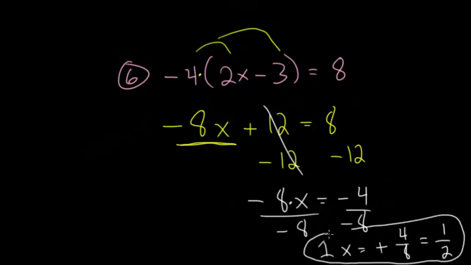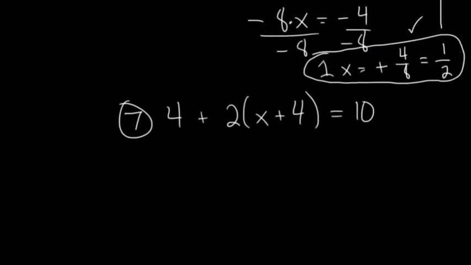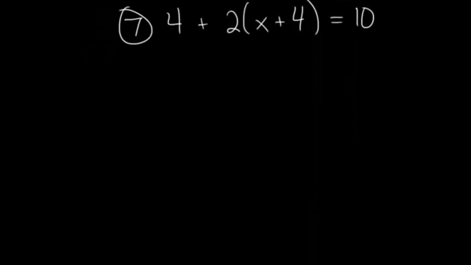And you can check this if you'd prefer. You can plug in 1/2 here, so you have 2 times a half, which is 1. 1 minus 3, which is negative 2, and then negative 2 times negative 4 does give you positive 8. And in a later video, I can show you how to check these using the calculator. And that way you can avoid dealing with messy fractions. So now that we've finished number 6, let's move on to the last problem in this video.